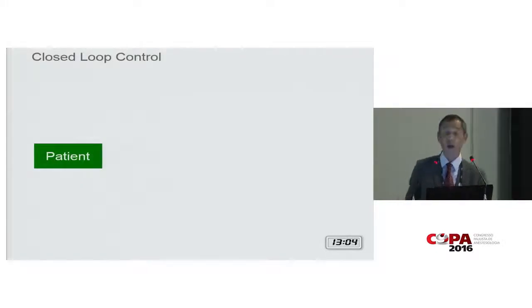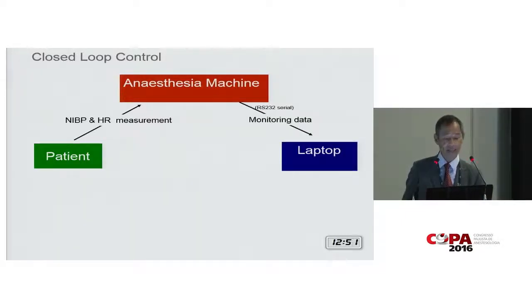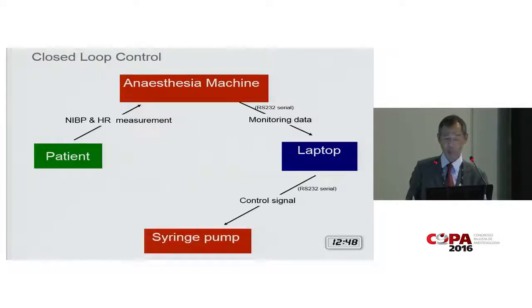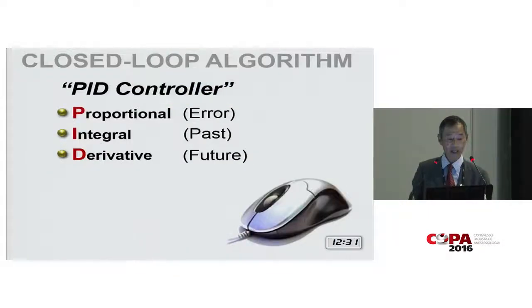What this involved is a closed-loop circuit. So we have our patient, as you see in green, who is connected to our anesthesia machine for monitoring. The monitoring data are downloaded by a laptop that runs a program which sends a control signal to the syringe pump, which automatically then controls the rate of phenylephrine. And this goes around in a continuous automatic cycle without any manual control. Without going into too much mathematics, the algorithm we used is called a PID controller, proportional integral derivative, which looks at things like error, past changes, and rates of change, but I won't go into too much detail with this.